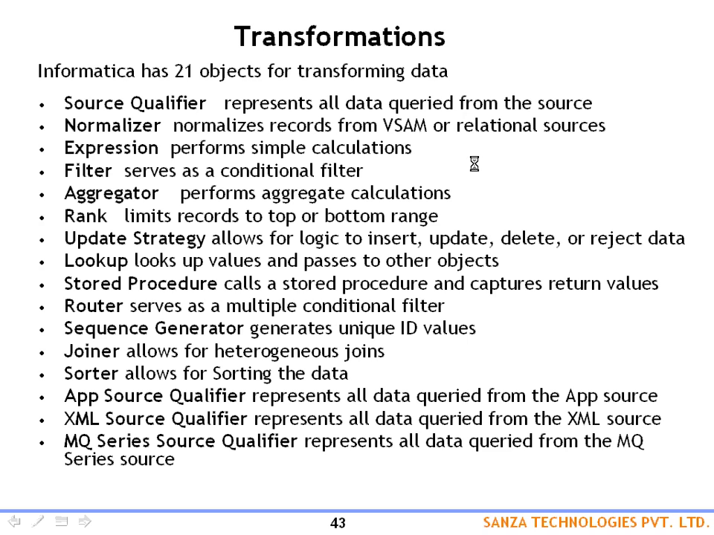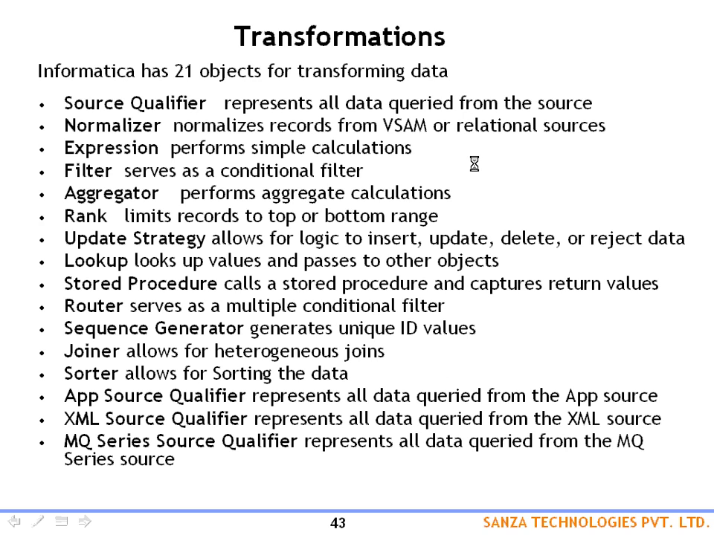Source qualifier transformation is used to extract the data when your source is a table or a flat file. Or your source is a relational or a flat file, you use source qualifier. To extract the data when your source is a COBOL or a VSAM file, you use a normalizer. You want to do simple calculations, then you use expression. To restrict the data, to filter the data, then you use filter transformation. Aggregator transformation is used to aggregate the data. Rank to rank the data.